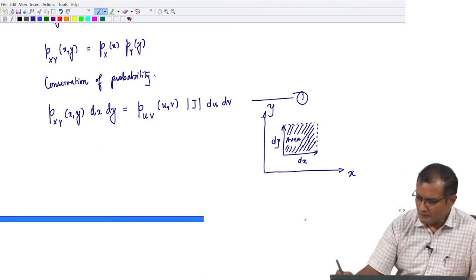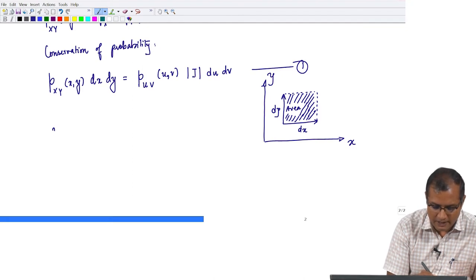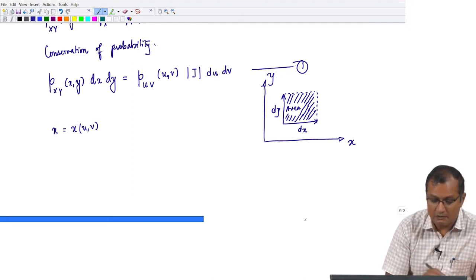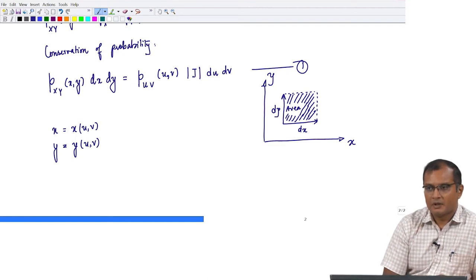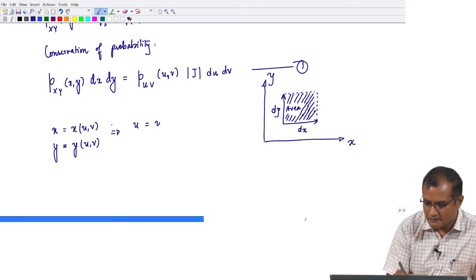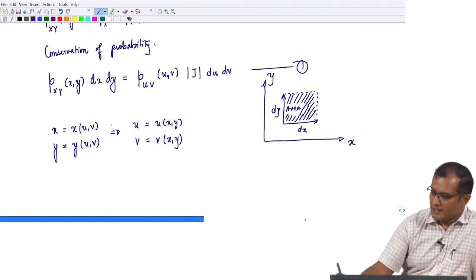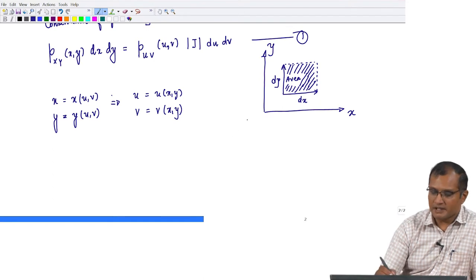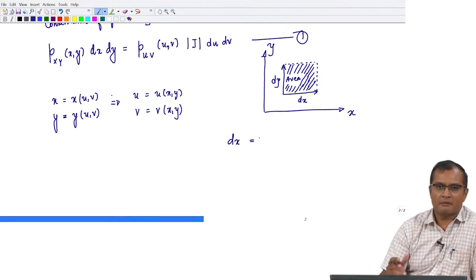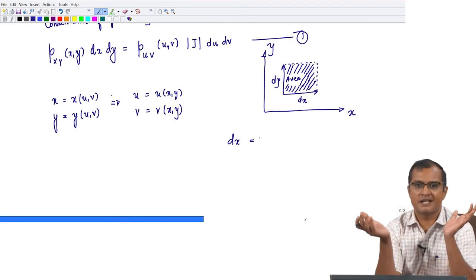And because our variables x, y depend on variables u and v, I can write down x as a function of u and v, okay, and y as a function of u and v, or I can invert them and also write down equivalently that u is a function of x and y and v is a function of x and y. So, you can invert this map and then say that since a displacement in x is affected by displacements in u and v, vice versa, you can say the displacement in u is affected by displacements in x and y.